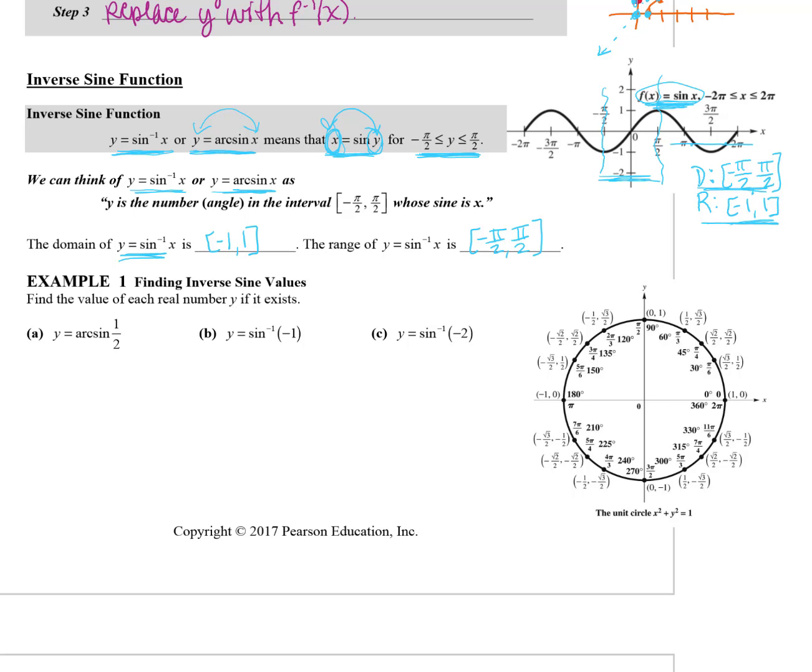I'm going to go ahead and go through example 1 because the other video doesn't show you the unit circle. I think it's very helpful to have that unit circle in front of you when you're doing your work. Example 1, we want to find the value of each real number y if it exists. So the first one, I'm going to rewrite this.